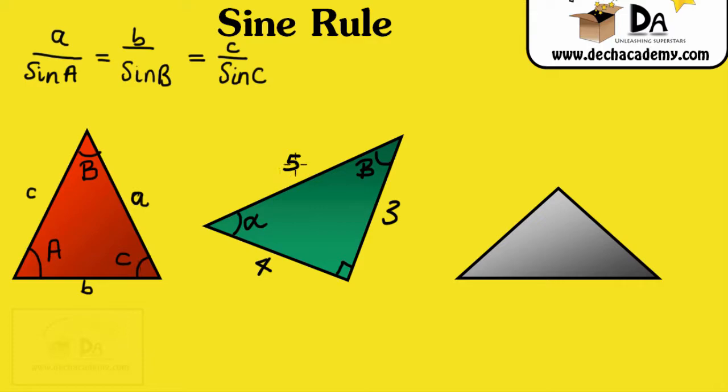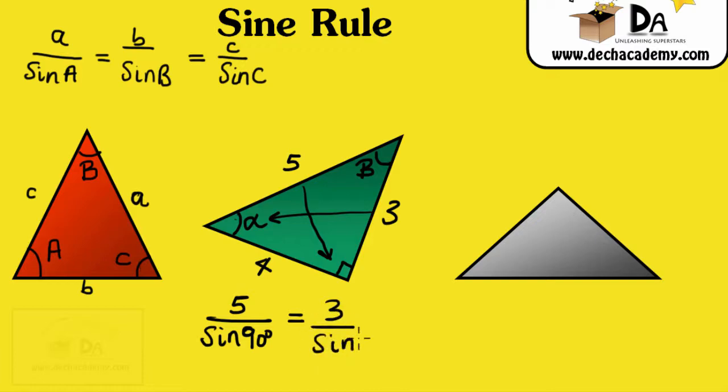The sine rule says I can pick a side, write down its length, divide that length by the sine of the angle opposite to that side. The angle opposite to this side of length 5 is this right angle, which is an angle of 90 degrees. So I have 5 over sine 90 degrees. And I can say that is equal to 3 divided by the sine of alpha, which is equal to 4 divided by the sine of the angle opposite to the side of length 4, right?